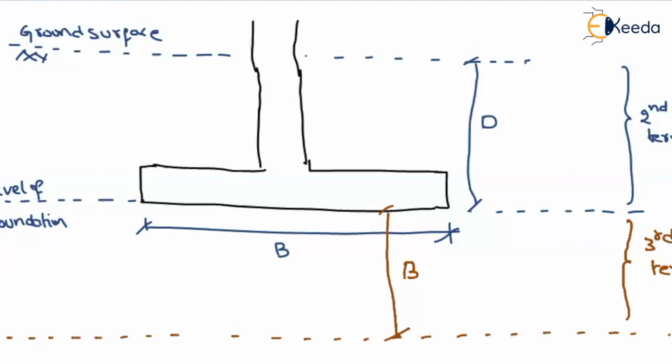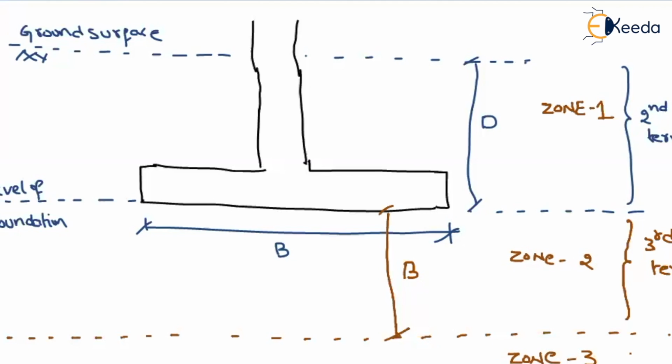Okay. So if I divide this into the number of zones, what I'll say is the total, how many zones are there? If your water table is in between ground surface to the level of foundation, then I will call this zone 1. If your water table is in between the level of foundation up to a level of B, this I will consider as zone 2. Below this level, I will consider it as zone 3.